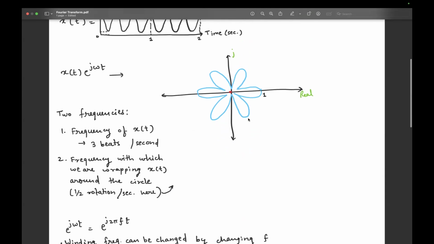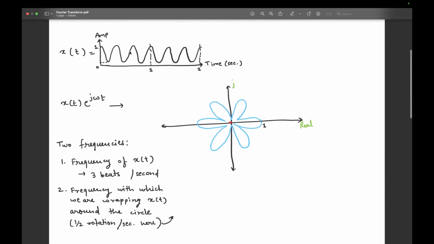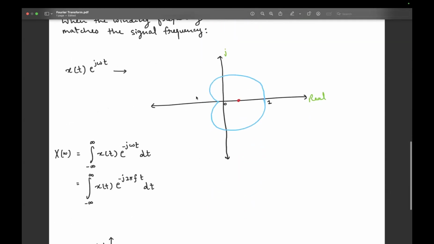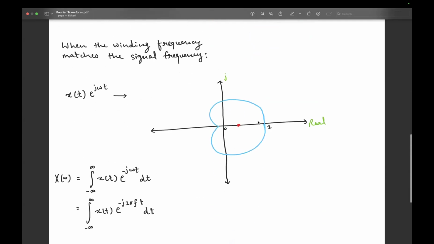But if this winding frequency is equal to the frequency of this sinusoidal signal, then you will get something like this. So you are completing one cycle of the cosine wave, which is this from here to here. So 1 to almost 0, then back to 1.